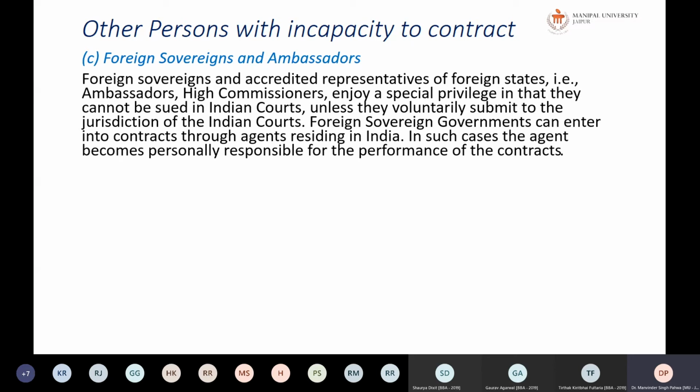Now what will they do if they have come to India and they need something to eat? So when they go to a grocery shop, for sure they will pay some amount and there will be a contract between him and the grocer. So they can enter into a contract through their Indian agents or agents residing in India. In such a case, the agent becomes personally responsible for the performance of the contract.